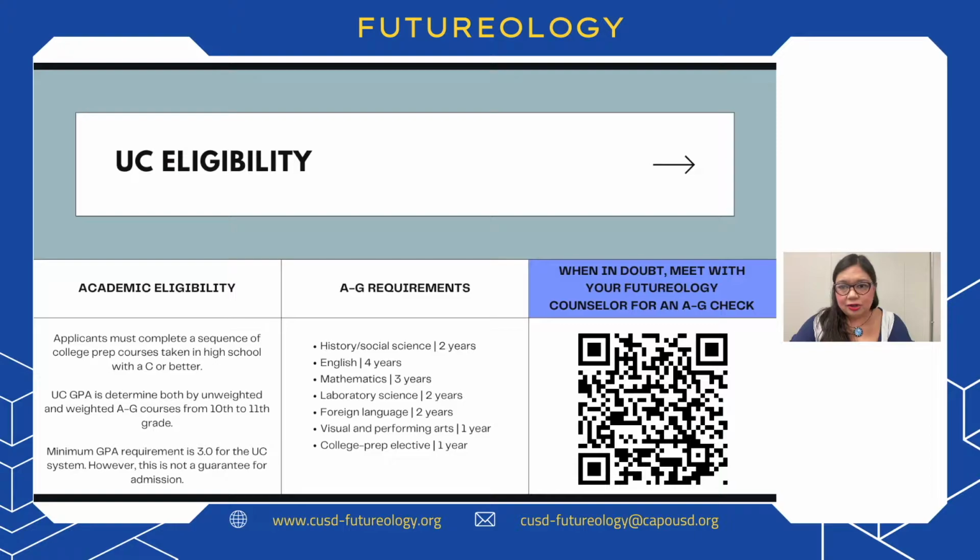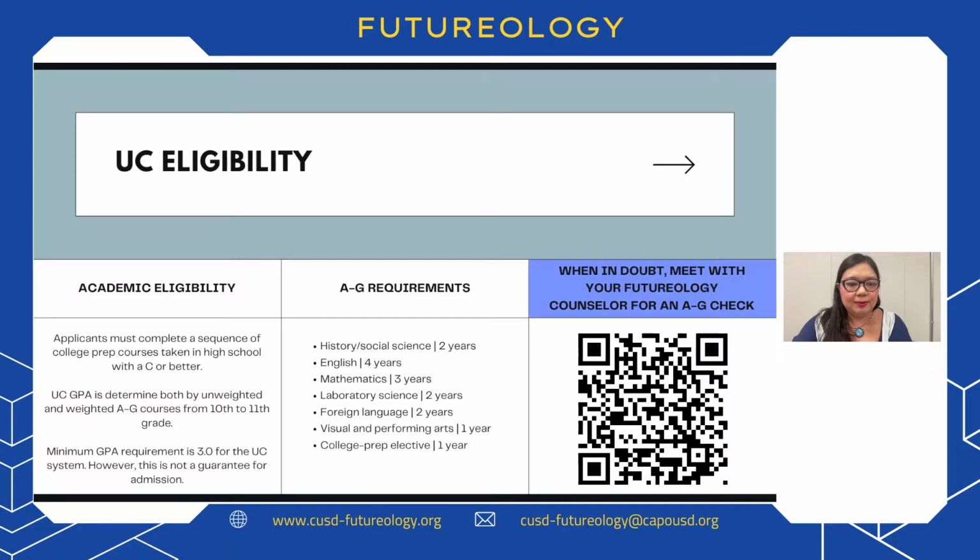And you also want to make sure that you meet UC eligibility. UC eligibility consists of completing a sequence of your A through G requirements. So that's 2 years of history and social sciences, 4 years of English, 3 years of math, 2 years of laboratory science, 2 years of a foreign language, 1 year of visual and performing arts, and 1 year of a college prep elective. In terms of academic eligibility, you must have a C or higher in these courses.